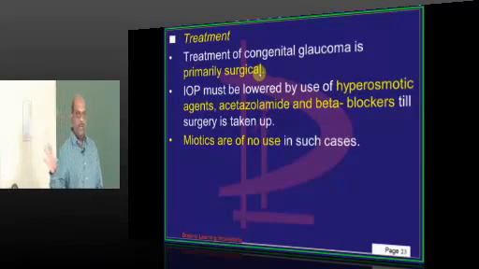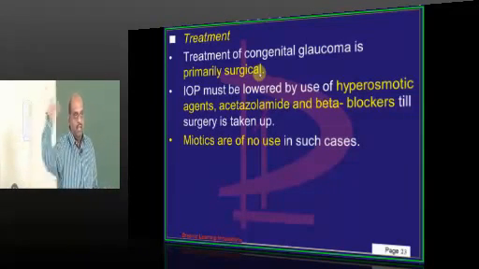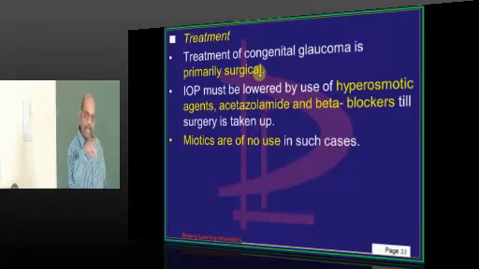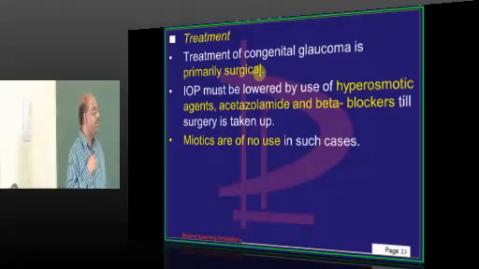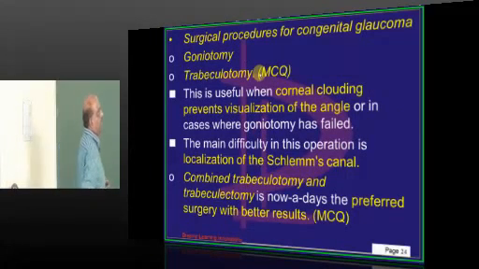Fundamentally, we have two groups of drugs. One which will increase the aqueous outflow, the other which will decrease the production. So, we must know which drug to use in which scenario. Now, what are the surgical procedures for congenital glaucoma?